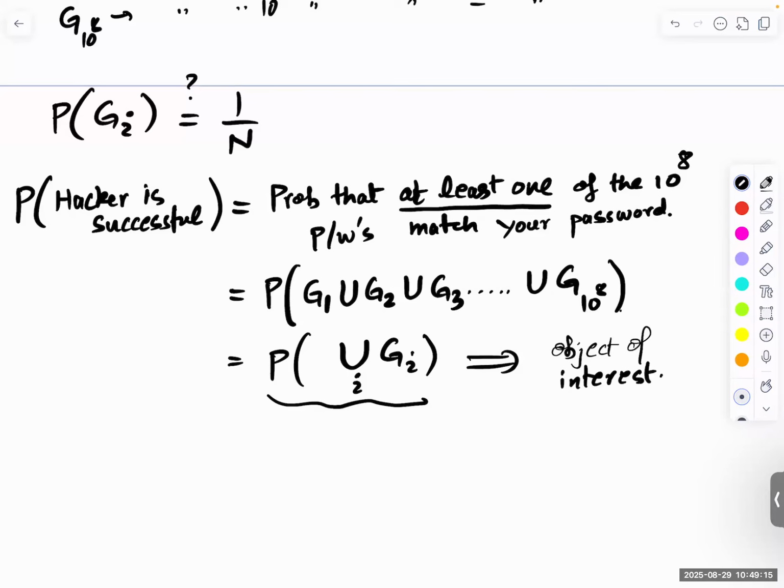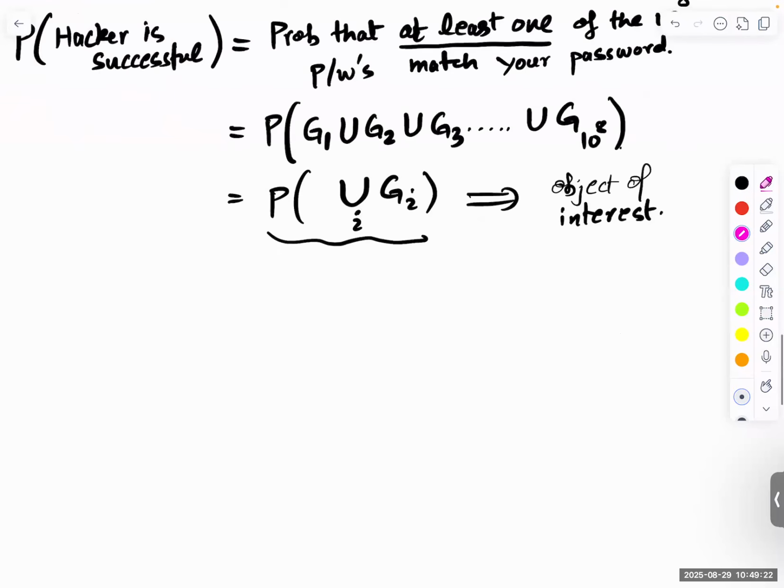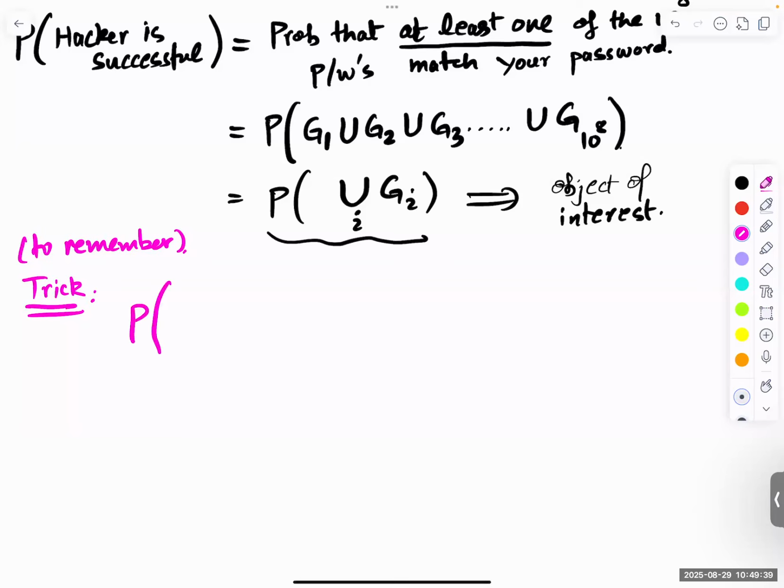Now here is a trick that you should always keep in mind. So here is a trick to remember. Suppose you're interested in finding the probability of a union of a bunch of events. The trick to compute this probability is to look at the complement of this union. So I look at union over I, G sub I. Let's look at the complement of this event.